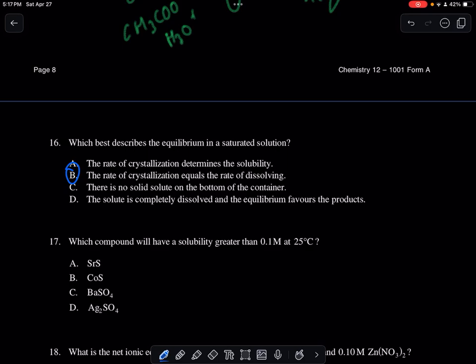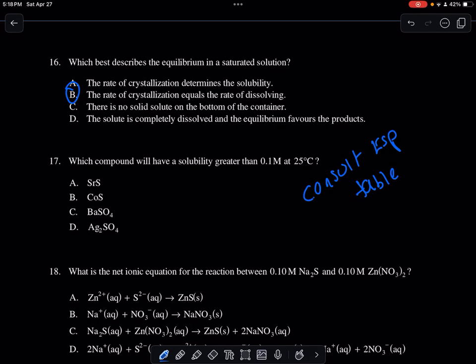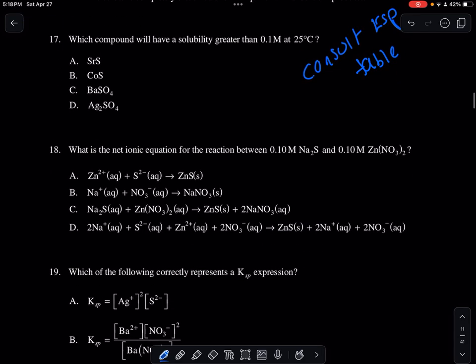Which compound will have a solubility greater than 0.1 molar at 25 degrees? So for this question, you do have a table of KSP values, so I would suggest that you actually consult the KSP table. And what you would do is look at the solubility, the KSPs, and solve from there. So I'll leave this one to you guys to try.